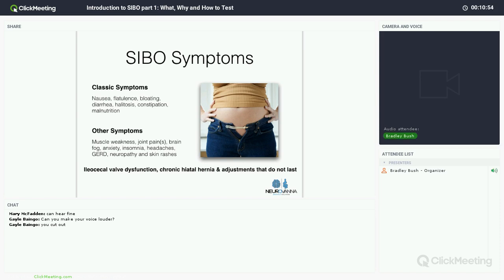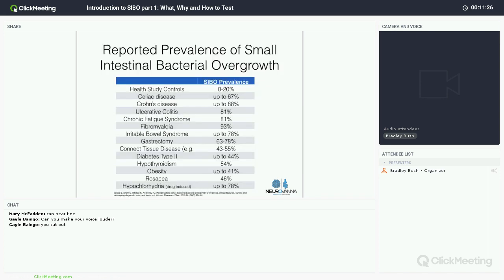And I threw in for our chiropractic friends and our naturopaths that do manipulation, the ileocecal valve dysfunction. A lot of times people will feel that and palpate it and identify it. Chronic hiatal hernias. And of course, for those patients whose adjustments never stick, they're constantly going out, a lot of times SIBO is that root cause of chronic inflammation that keeps people from actually getting their optimal health.